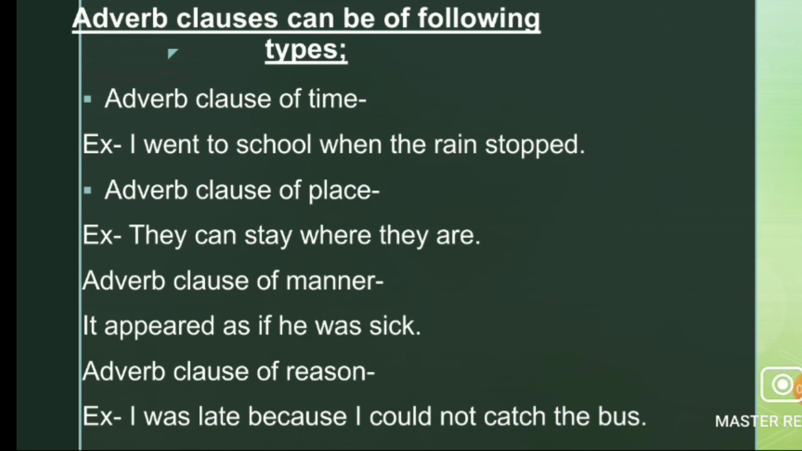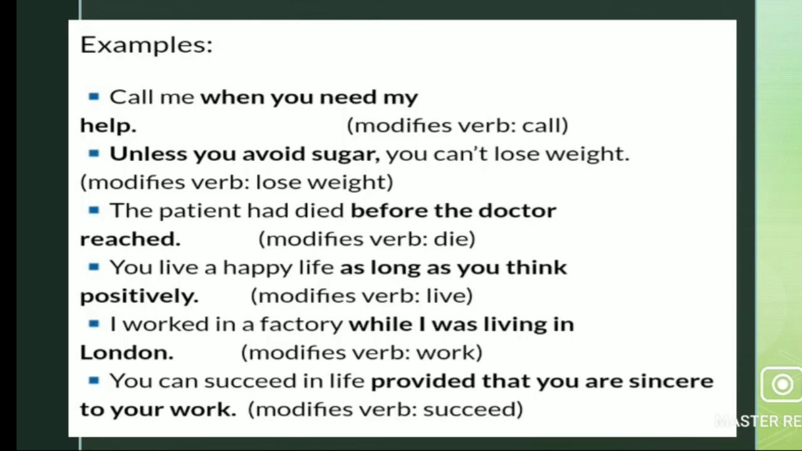Next one, adverb clause of reason. Let's see the example. I was late because I could not catch the bus. "Because I could not catch the bus" is an adverb clause of reason. Now children, let's see the examples of adverb clauses. Call me when you need my help. You may see "when you need my help" is an adverb clause and it is modifying the verb call.